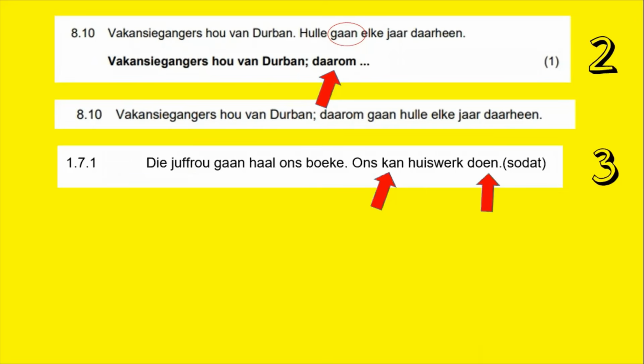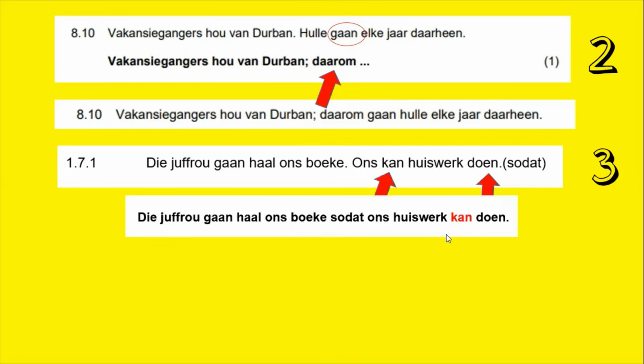So why is it in this video? It's quite basic. However, I need you to take note that there's already a verb over here, and we need to know that kan is a whole werkwoord. When it moves to the end of the sentence, it is going to stand in front of the other verb too. So it will look like this: die juffrou gaan haal ons boeke sodat ons huiswerk kan doen. Easy peasy, but just remember that.